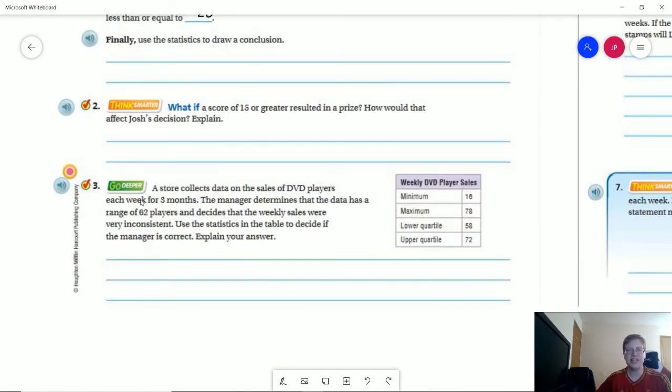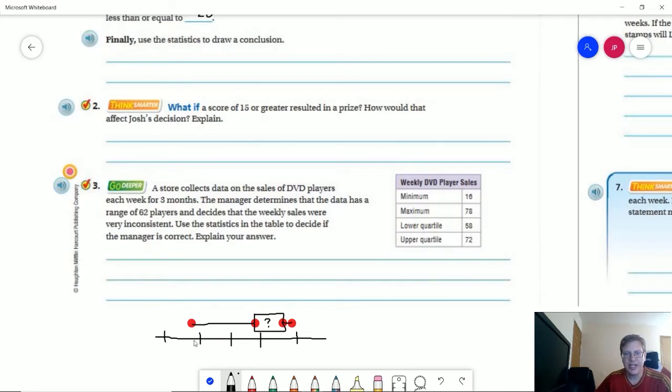A store collects data on the sales of DVD players each week for 3 months. We have our values here. The manager determines that the data has a range of 62 players and decides that the weekly sales were very inconsistent. We want to figure out whether the scores were actually inconsistent or not and explain the answer. One of the things that we can do is go ahead and take these numbers and make a quick box plot. So let's go ahead and do that real quick.